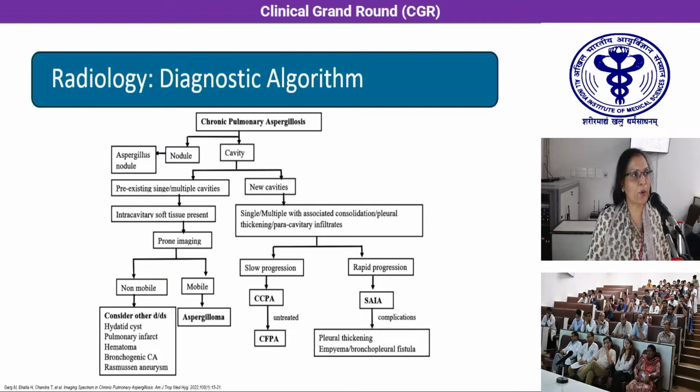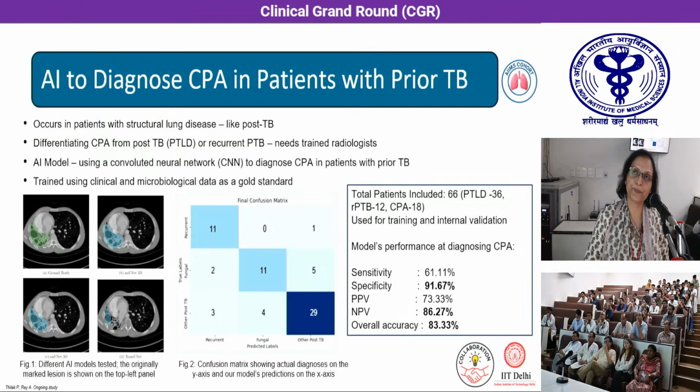If there is a rapid progression of clinical as well as radiological features, it may result in subacute invasive pulmonary aspergillosis, which may be even further complicated with presence of pleural thickening, empyema, and bronchopleural fistulas.